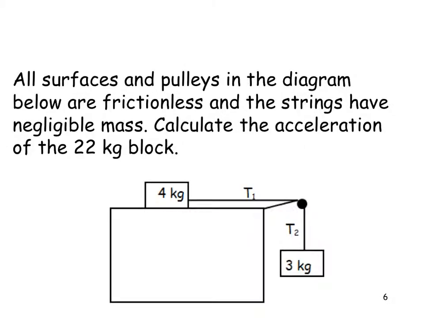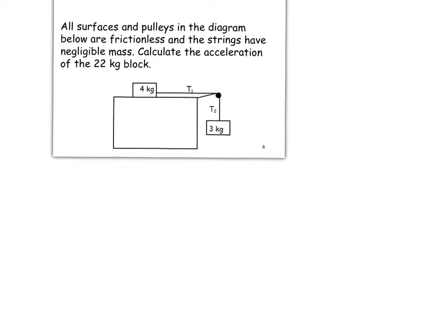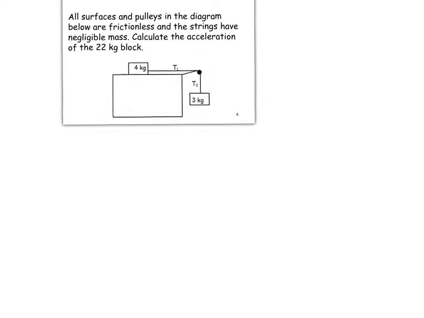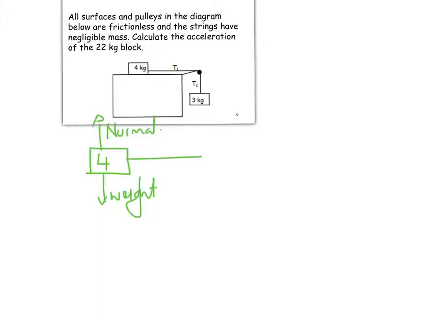If I have an example such as this, all surfaces and pulleys in this diagram are frictionless, so that's great. So let's just consider the two blocks. The first block is a 4 kilogram block. Quite obviously, it will have a weight acting downwards. It will have a normal acting upwards. There is no friction. The tension is acting towards the right, nothing holding it back.